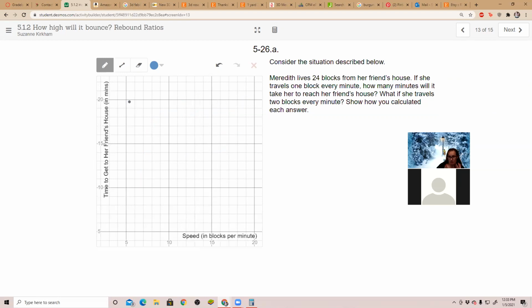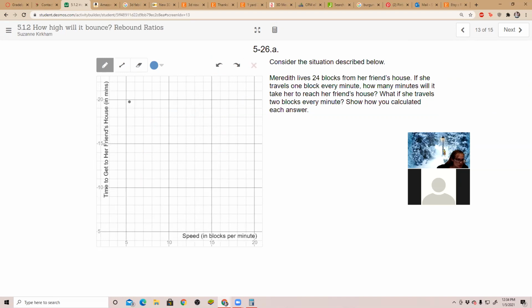Okay, so if we want to fill in our graph, she goes 2 blocks every minute. So by the time she goes 5 minutes, she's up to 10 blocks. Oh wait, she goes the opposite way. Hold on. Time is up and down.